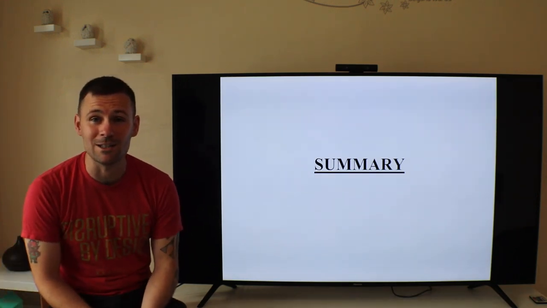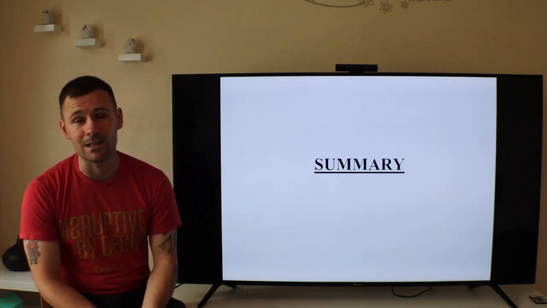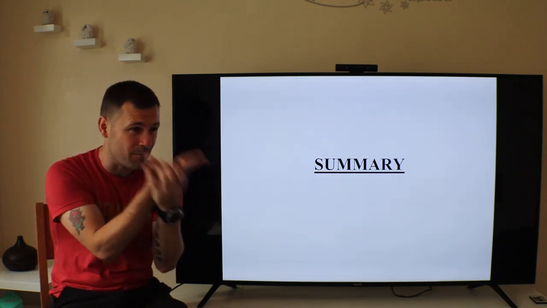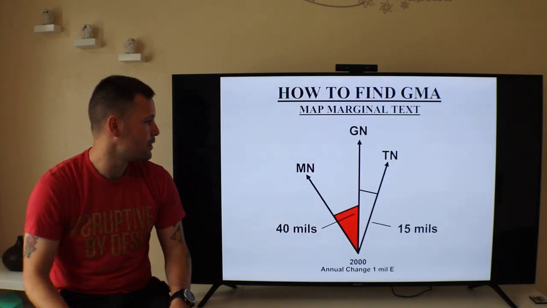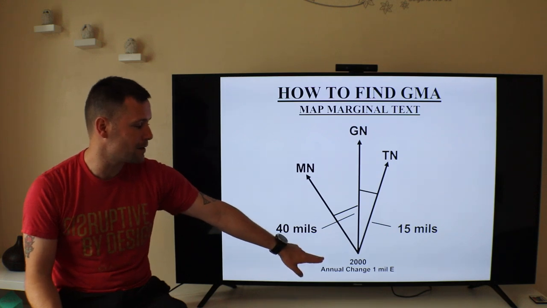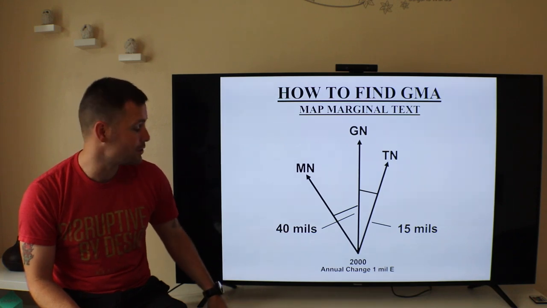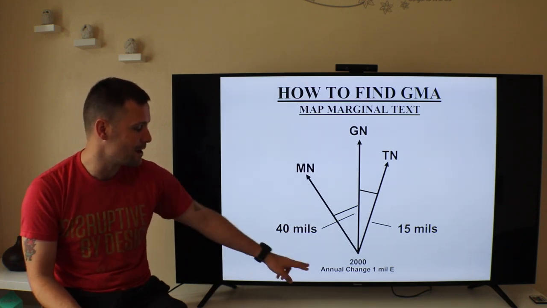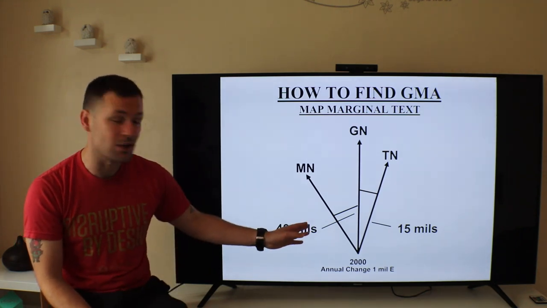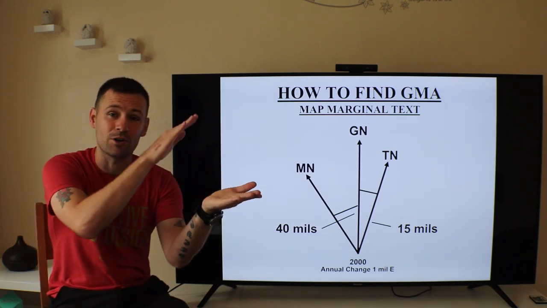Hopefully I passed on the information easy enough for you. I know a lot of people struggle when it comes to GMA. Just always remember: mag to grid, get rid. Grid to mag, add. If you're taking a magnetic bearing, you've taken a magnetic bearing physically. Let me just take it back to the slide for you so you can see what I mean. So we'll work off this. This map's 2000. The year now is 2020. In the year 2000, your GMA was 40 mils west. Annual change is 1 mil east. So within the year 2020, our GMA is 20 mils, so we've worked that out. We've taken a magnetic bearing to that church over there. I'm going to convert that to my map.